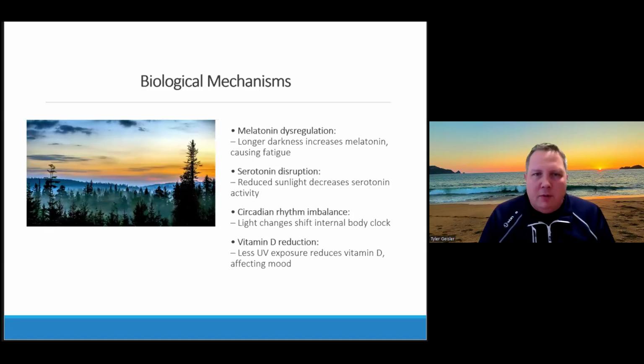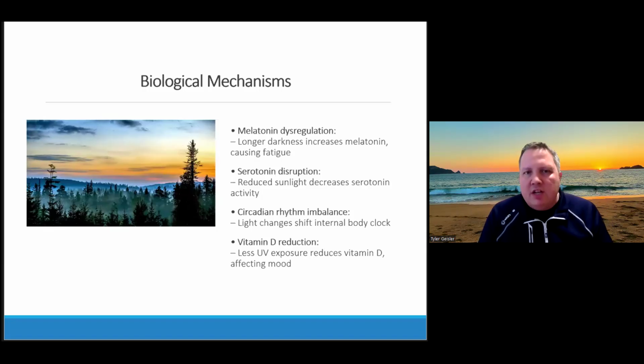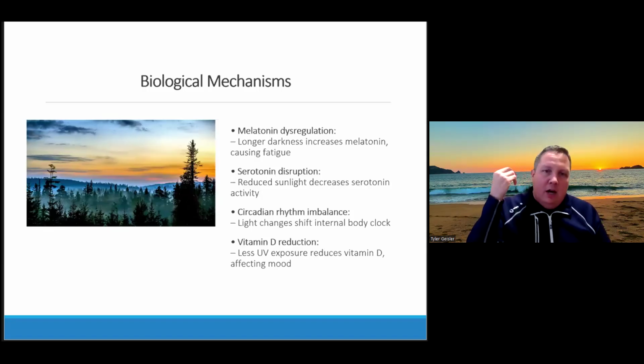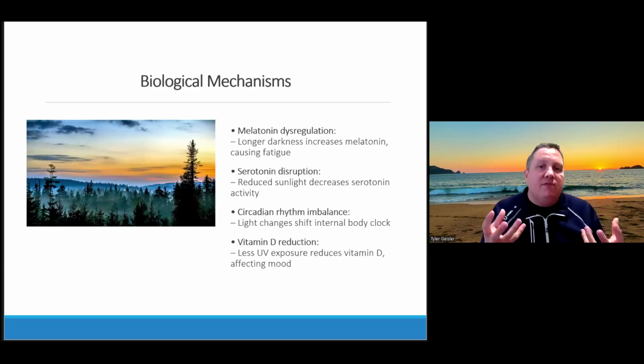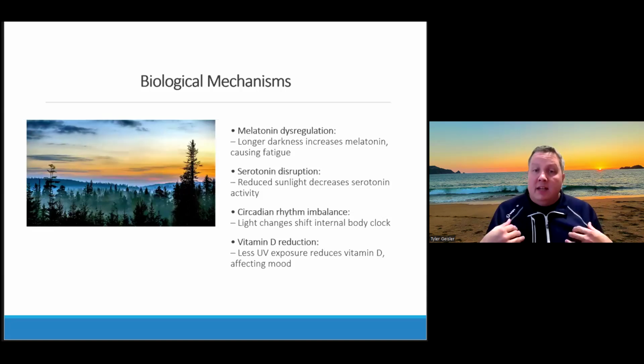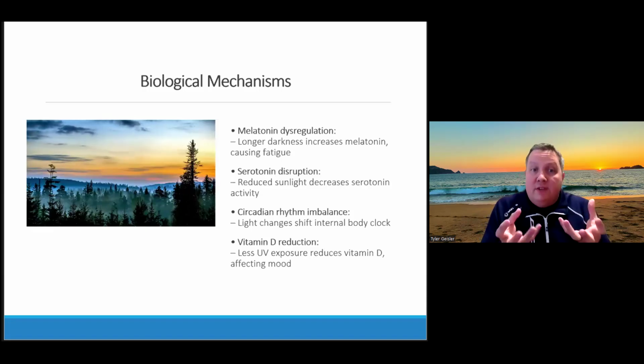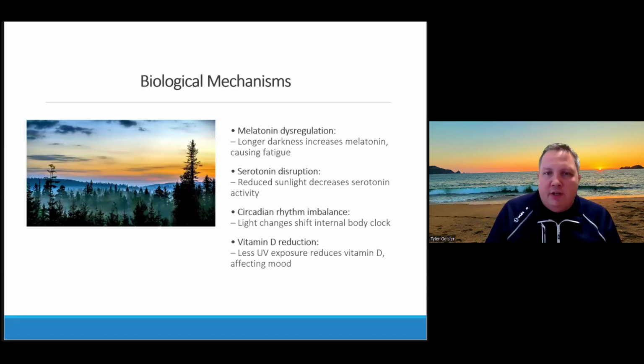The other one is serotonin disruption. So reduced sunlight decreases serotonin, right? And studies have shown that serotonin is a neurotransmitter, which is just a big word for a chemical in our body, in our brain. Serotonin makes us feel good, according to a lot of studies. Now, if there's less sunlight in the winter, we're not getting as much serotonin. So we've got to do other things to help our body secrete some of that serotonin because that makes us feel good, right? There's also circadian rhythm imbalance: light changes shift internal body clocks.